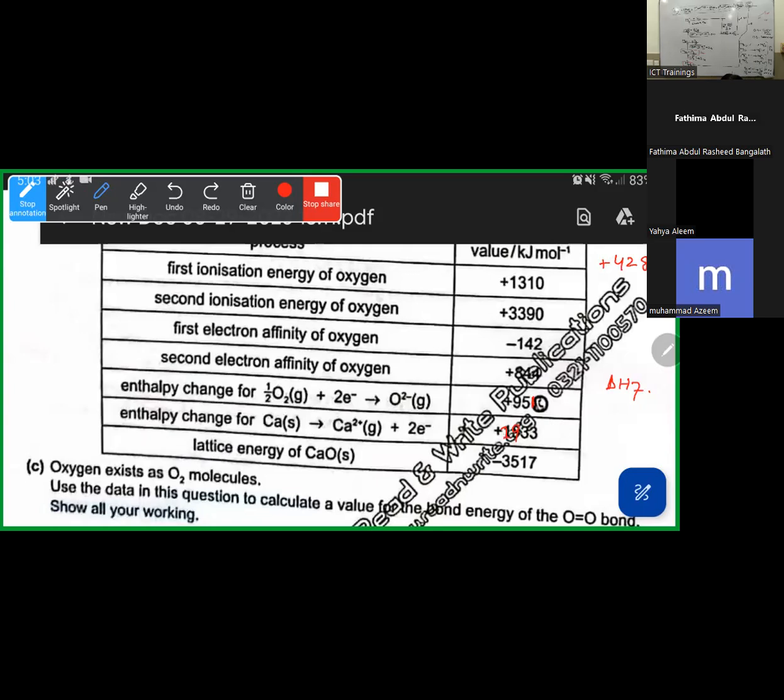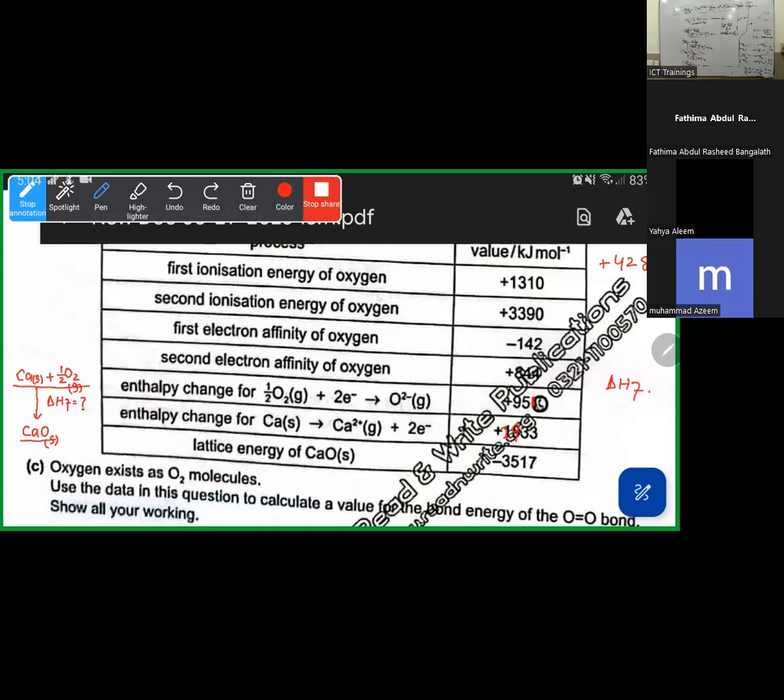Zaid and Mariam. Okay guys, now we have to find out the formation. So what should we do? Have a look up there, calcium oxide solid. From which elements is it made up? It is made up of calcium solid and oxygen O2 in gaseous form. So here we got one oxygen, so here we write half O2. So this is the enthalpy change of formation, and you know that we have to calculate it.